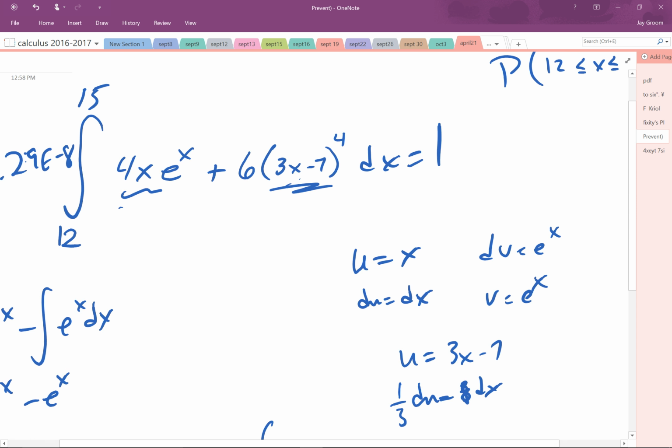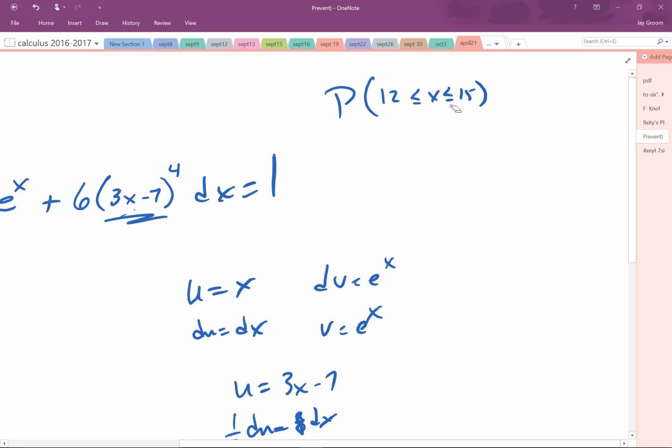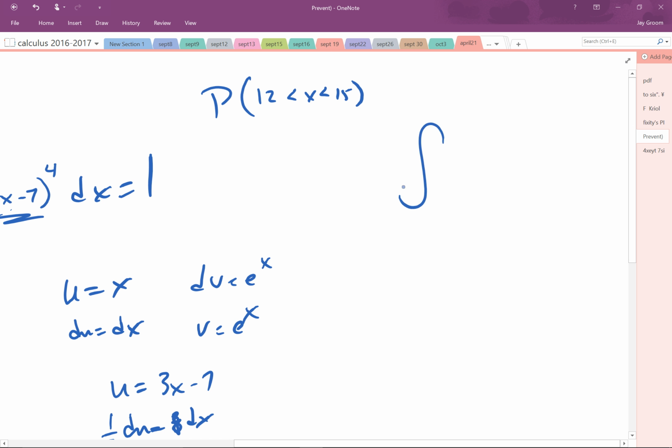Now, for those of us that are in statistics, remember Mr. Groom mentioning that it didn't matter if we include those endpoints or not? Why not? Because what happens when you integrate from A to A? You're trying to find the area of a line. And there's no such animal, is there? So whether it's here or not there, makes no difference.